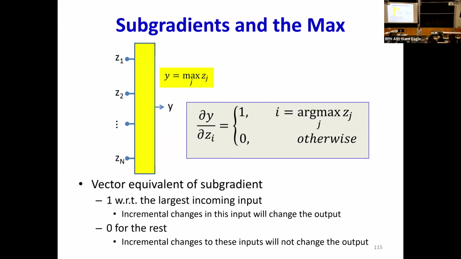What is the derivative of y with respect to x1? Does perturbing x1 change y? Depends? I'm saying x2 is the largest value, right? But if you perturb x1, by how much? If it's small enough, if the two are distinct enough values, then there's always a perturbation smaller than the difference, right?